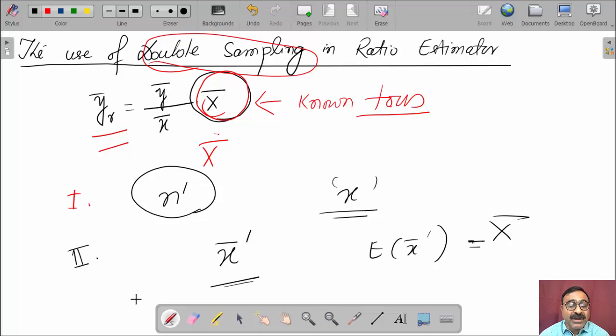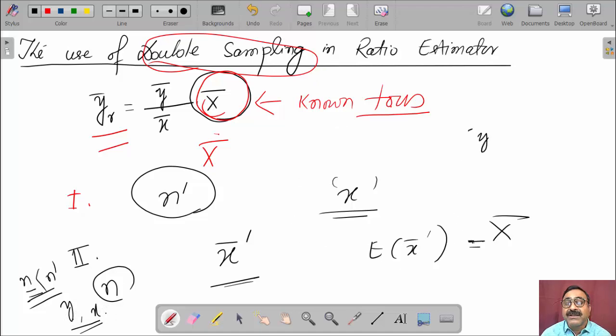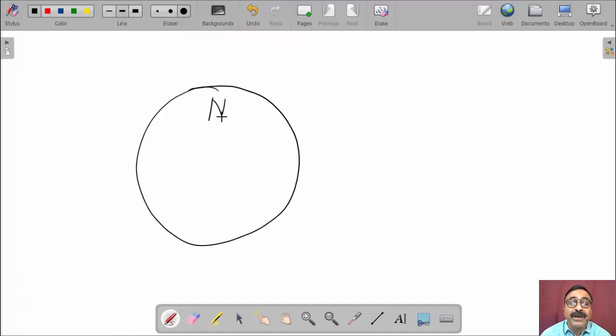Second, draw a random sample of size n from the population to measure both y and x, where n is less than n'. So from this sample of size n, we measure both the study variable and the auxiliary variable, and ȳ and x̄ are the sample means of the study variable and the auxiliary variable for this second phase sample of size n. This is our population of N units.